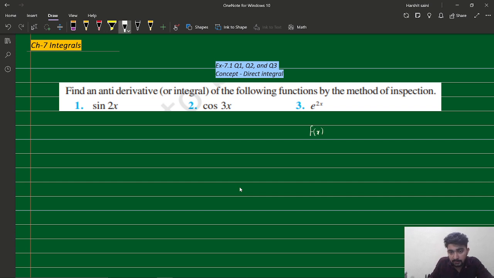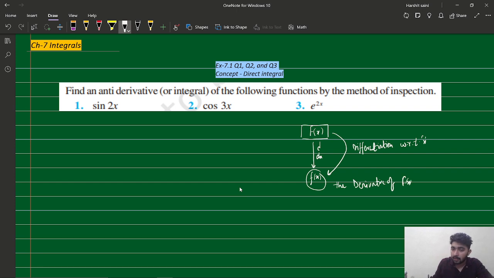Suppose we have capital F of x. By differentiating this function, you are getting small f of x. Then this process is called differentiation. With respect to x you are differentiating, clear? And this is called the derivative of capital F. Understood or not?